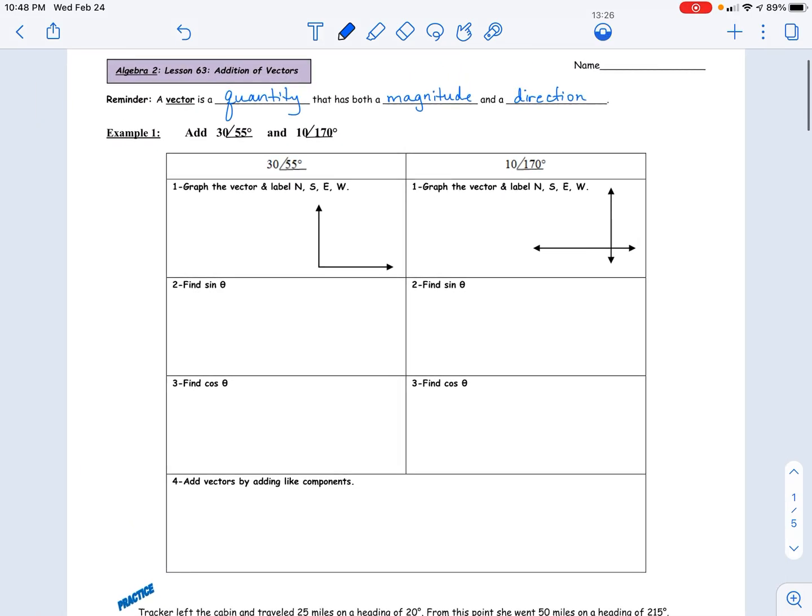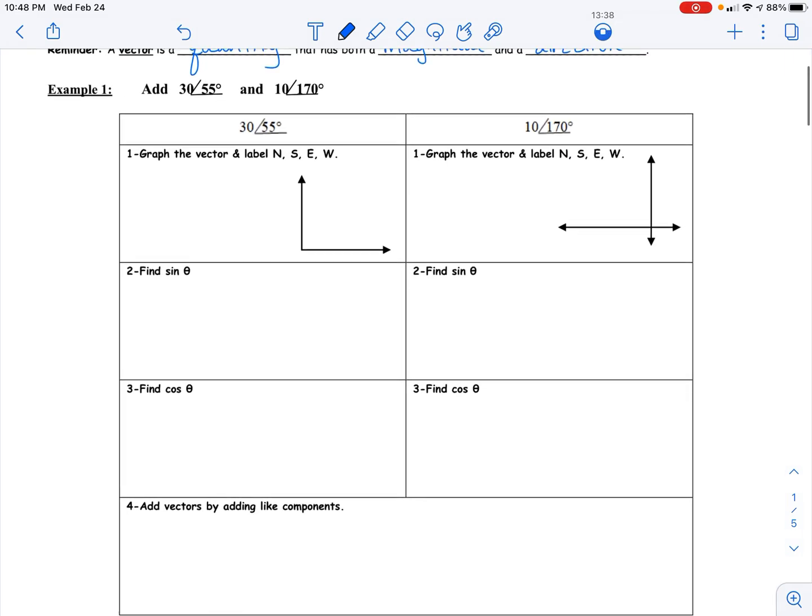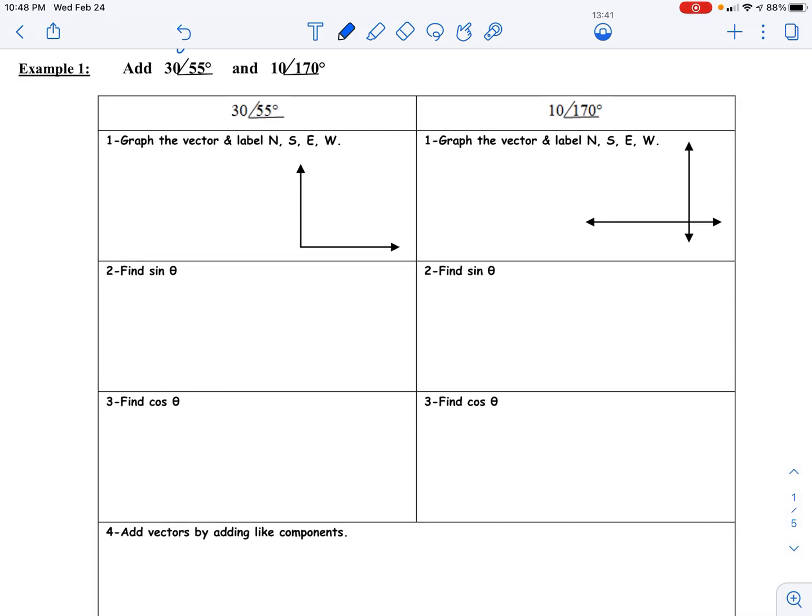and we're going to work through this example 1 together. You're going to notice that we have two vectors given to us, and we're going to add those together. So we have 30 at 55 degrees and 10 at 170 degrees. The first thing we're going to do on the left side, we already have these little coordinate planes partially drawn in, the part of the coordinate planes that we need. So in the first one, we're going to graph this vector, and then we're going to label it north, south, east, or west. And that's what these letters mean right here. Okay, so let's go ahead and do that.